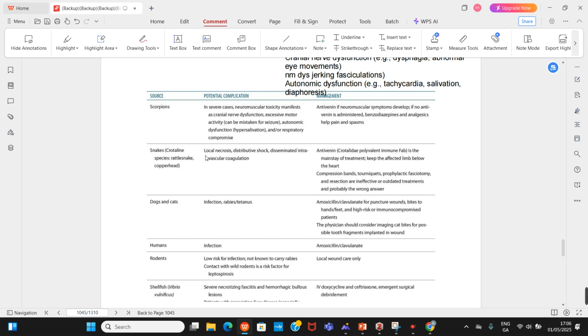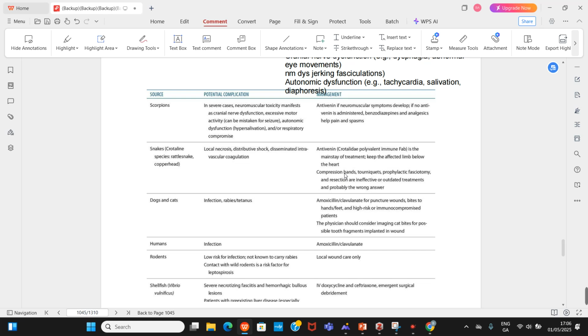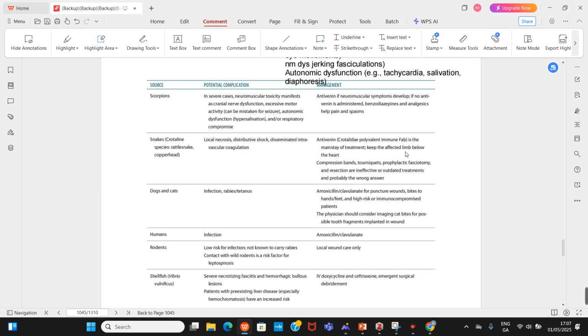So regardless of what we are seeing in the presentation, once they tell us that okay, the person was bitten by a snake or something, just go and administer the antivenin, just like we have been picking. And that's usually the Crotalidae polyvalent immune fab. So, and you keep that affected limb above the heart. So, if it's the hand, you raise it up. If it's the leg, raise it up.